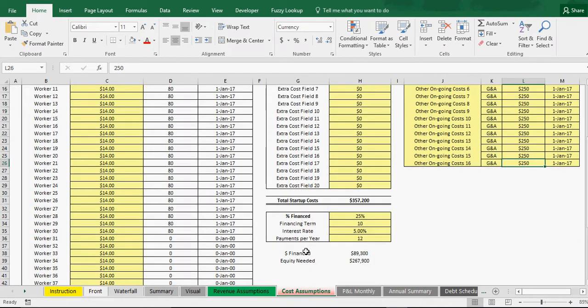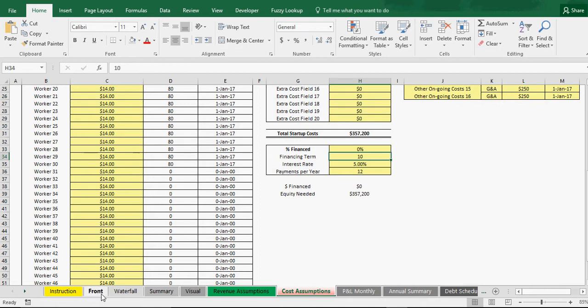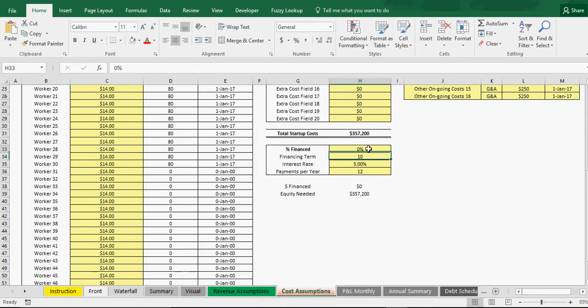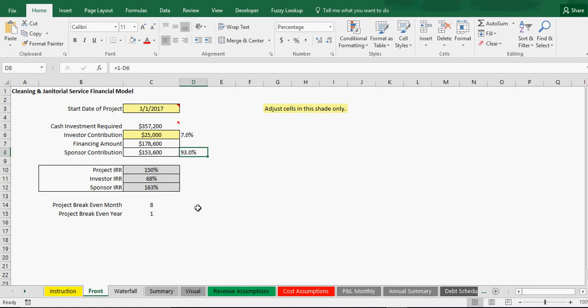So if we went to our cost assumptions and put zero here, their $25,000 is going to get them... actually, sorry, no, the 7% is based on the total cash required. So they're getting diluted by any financing that happens. If there is financing, then the sponsor does not have to put in as much capital, but they're still going to get the inverse of whatever the investor is getting as their return. So you can see here, if I were to put in financing of 50%, now the cash required is only going to be, because you're financing 178, the sponsor only has to contribute 153. And this reflects on the IRR.